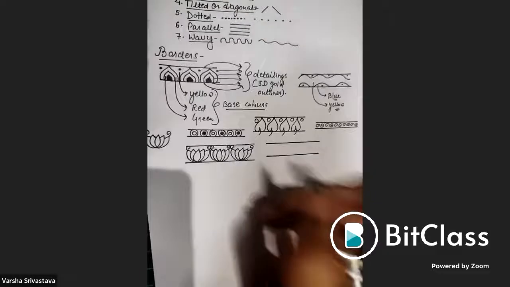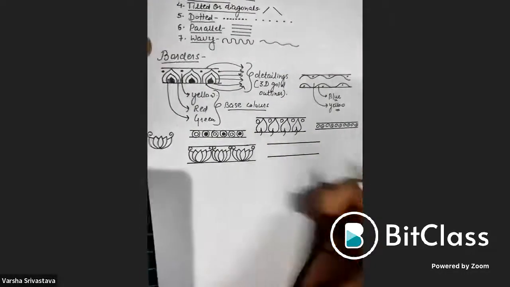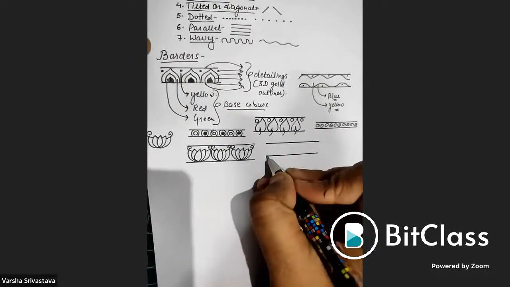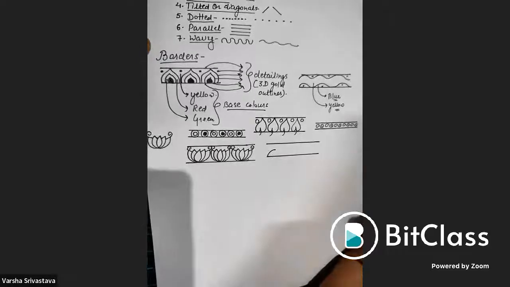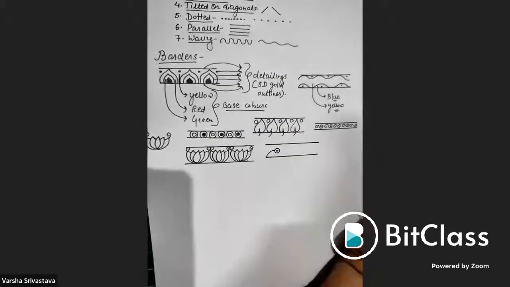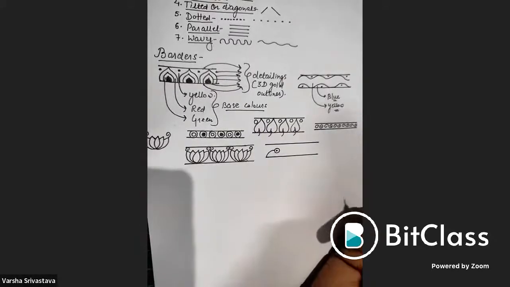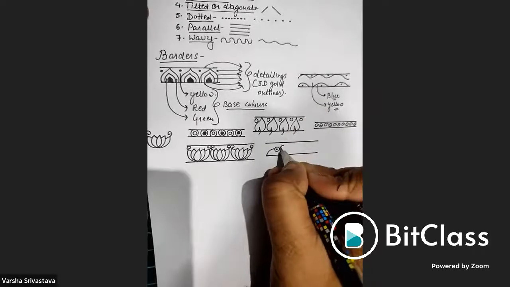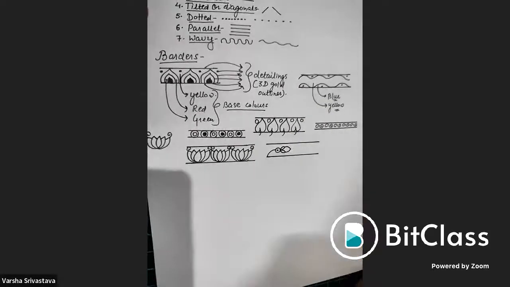Okay, so now I am going to make another medium size border. In this I am going to make the buds. Just make a curve like this. Make a hollow circle, put a dot. Then make a semicircle, make two curves and make a dome.